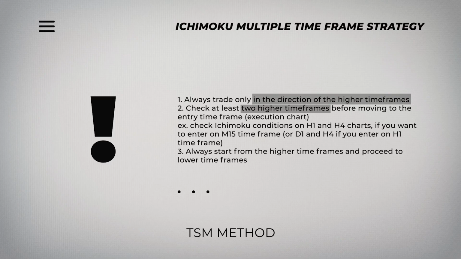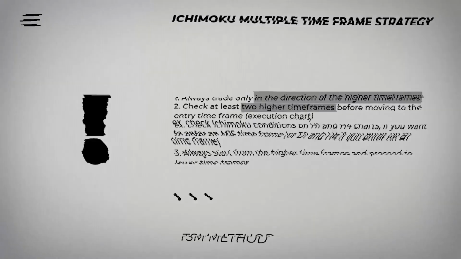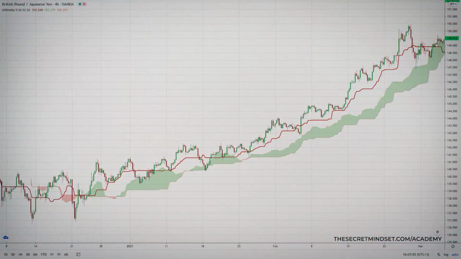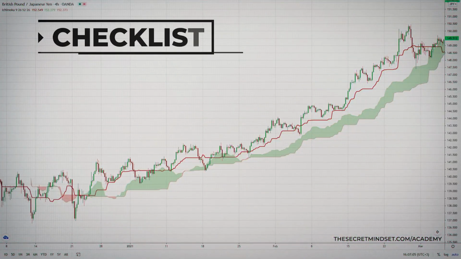So if, for example, you want to enter on the 15 minutes time frame, you check the 1 hour and the 4-hour charts first. If you plan to enter on the 1 hour chart, then you check the 4-hour and the daily charts first. When checking the higher time frames, you check the previous 3 minimum requirements. Always start from the higher time frames and proceed to the lower time frames and never enter against the higher time frames. Use this checklist with your daily trading routine.